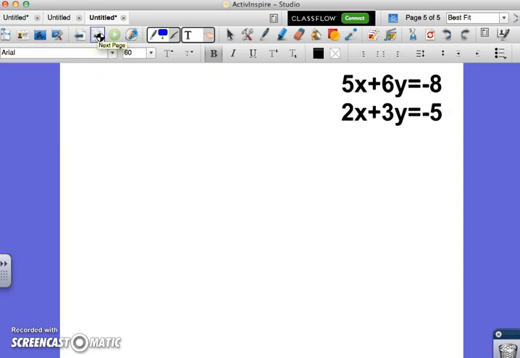Okay, so we look at these. Our X's are lined up, Y's are lined up, constants are lined up. Okay, so this is set up to be solved by elimination. So when we look at them, which variable to get rid of? Well, 5x, 2x, 6x, 3y. Ooh, not the same thing. However, when I look at them, 6 and 3, those are pretty close.